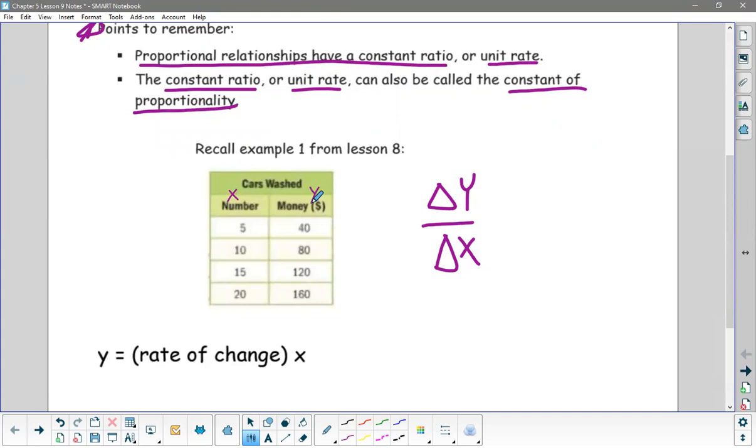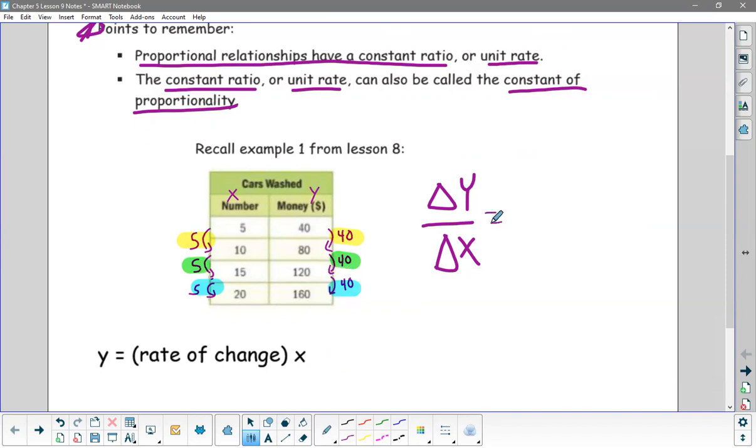And to do that, we're just going to see how the y changes. The y changes from 40 to 80. That's a change of 40. And if we keep checking it, they're always changing by 40, which is kind of nice for us. If we check the other side, 5 to 10 is a change of 5, 10 to 15 is a change of 5, and 15 to 20 is a change of 5. So they're all changing by the same amount. And when we compare these, we can see that they're all the same. They're all going to be 40 over 5.